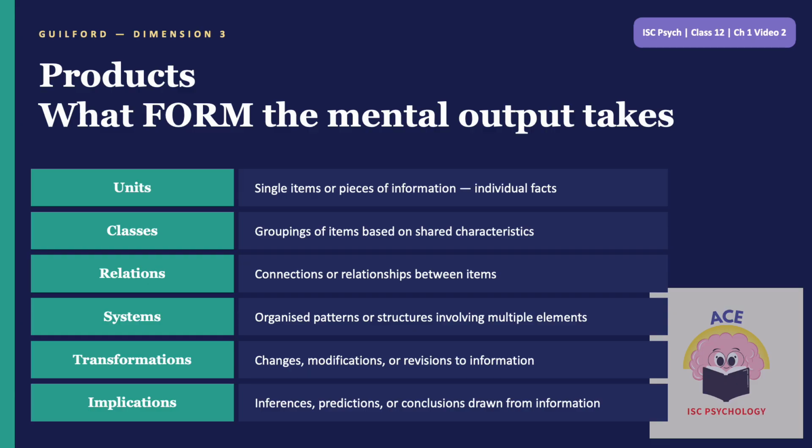Products refers to the form in which information is processed and expressed, basically, what kind of mental output is being produced. Guilford identified 6 products. Units, single items or pieces of information, which means individual facts or data points. Classes, groupings of items based on shared characteristics. Relations, connections or relationships between items. Systems, organized patterns or structures involving multiple elements. Transformations, changes, modifications, or revisions to information. Implications, inferences, predictions, or conclusions drawn from the information.